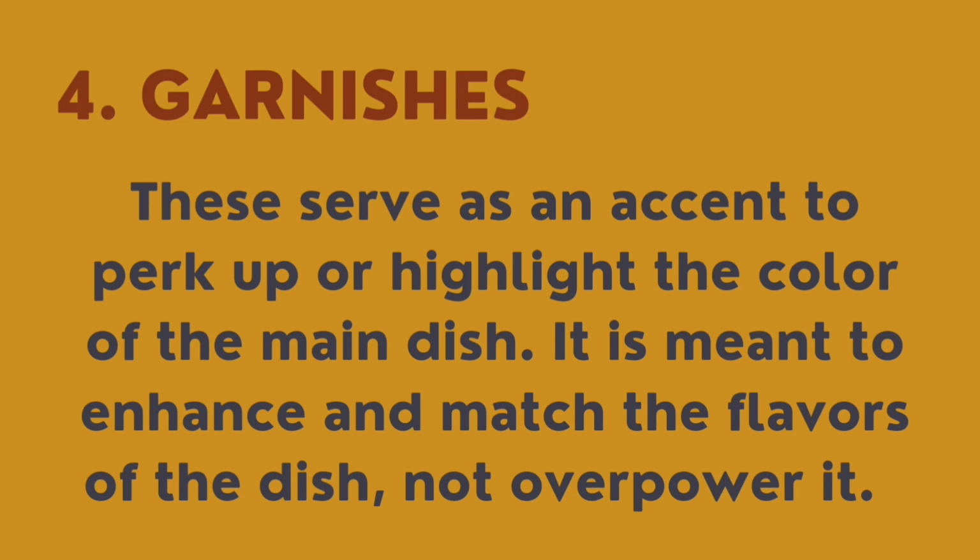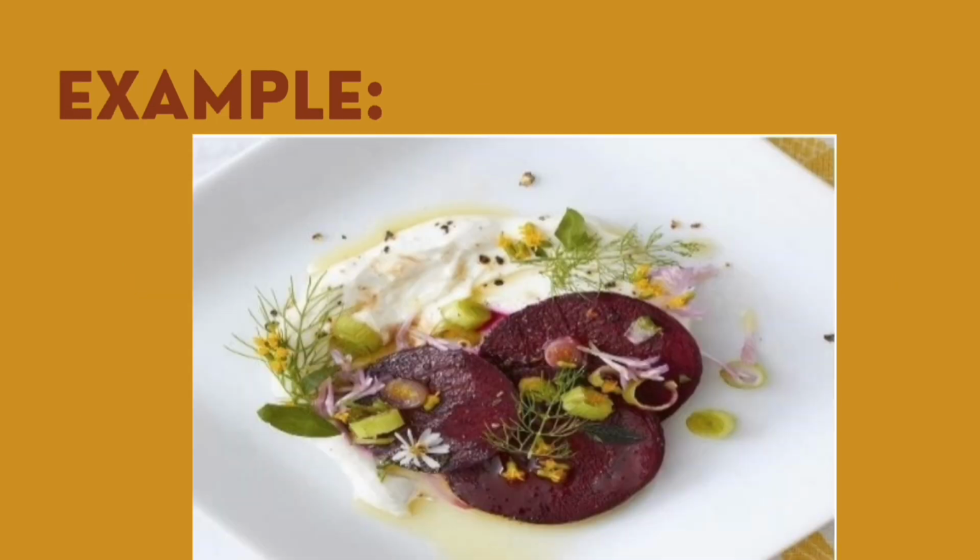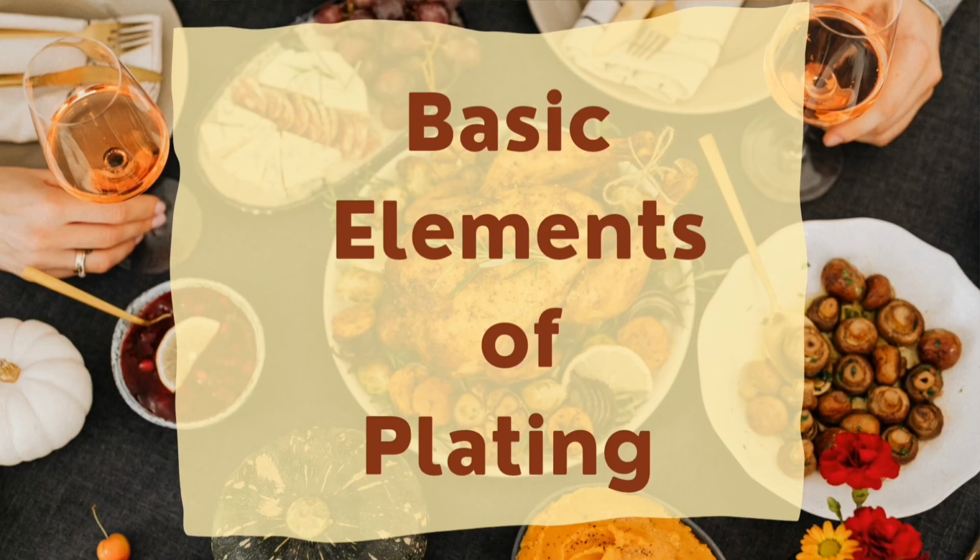The fourth method of plating is the garnishes. They serve as an accent to perk up or highlight the color of the main dish. It is meant to enhance and match the flavors of the dish, not overpower it. And here it shows the example of the garnishes. And now we are done with the methods of plating, and let's proceed to the basic elements of plating.